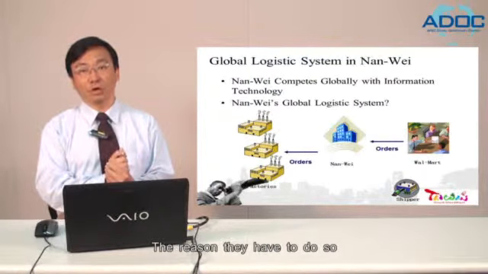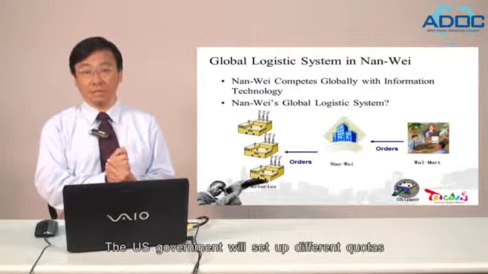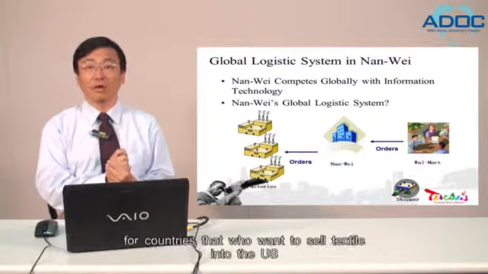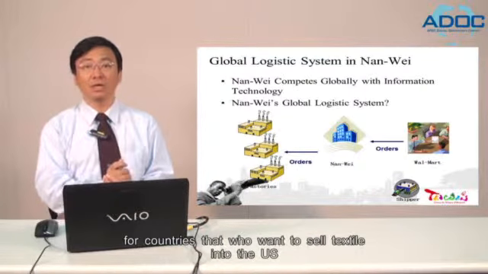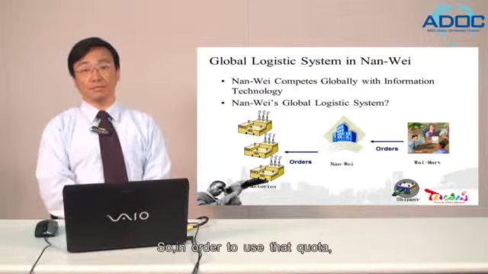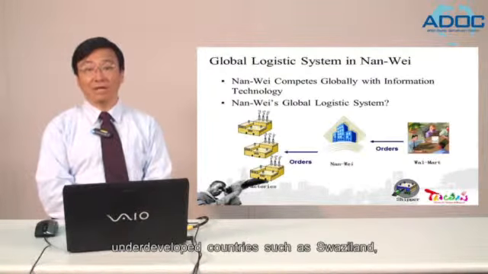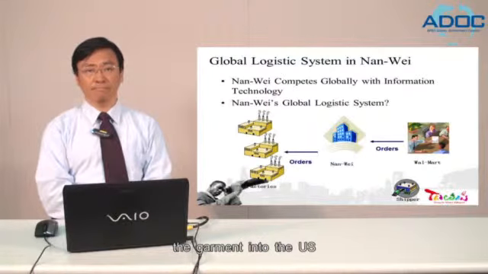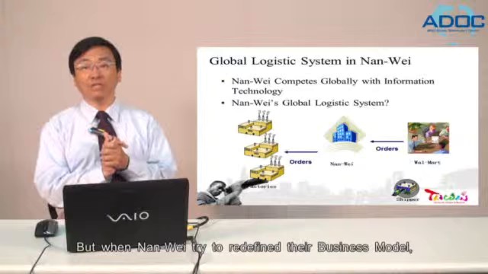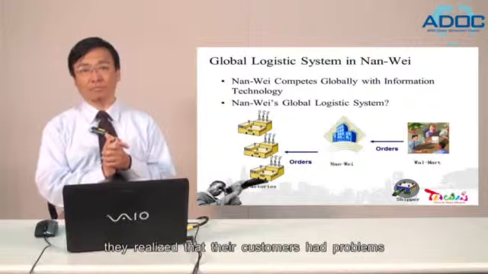The reason they have to do so is because of the textile quota. The US government sets up different quotas for countries who want to sell textiles into the United States. So in order to use that quota, a garment company like Nanwei has to invest in some underdeveloped country, such as Swaziland, so that they are allowed to export garments into the United States. But when Nanwei tried to redefine their business model, they realized that their customer had a problem.